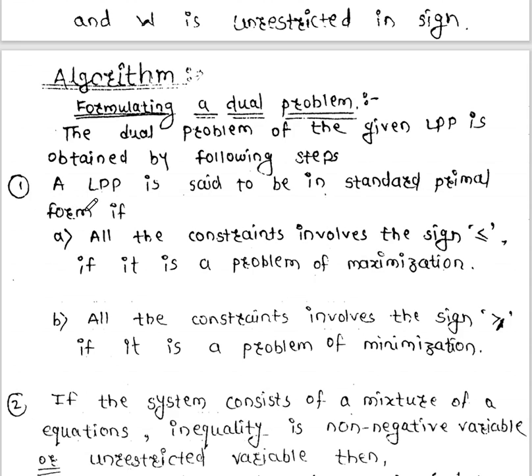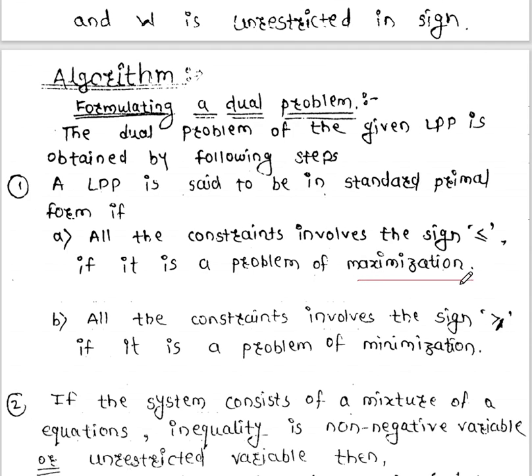What is the first step? An LPP is said to be in standard primal form when all the constraints involve the sign less than or equal to, if it is a problem of maximization. If the problem is maximization type, then all the constraints should be less than or equal to. Then we can say that the given problem is in the primal standard form.